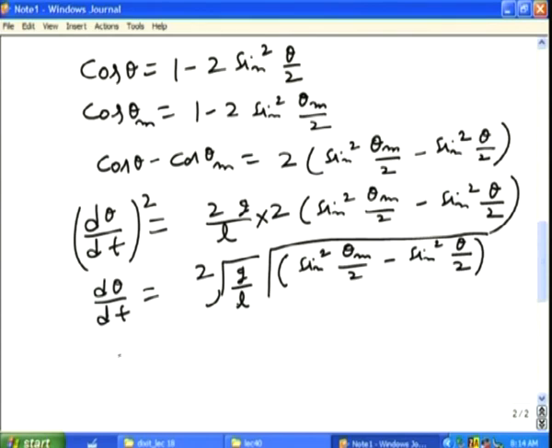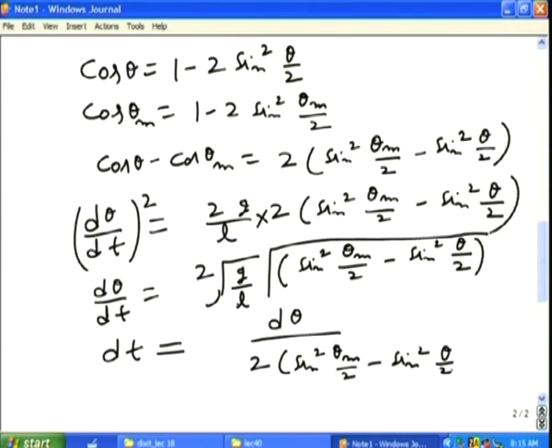Now therefore you can write that dt is equal to d theta divided by 2 under root (sin square theta m by 2 minus sin square theta by 2), then under root L by G.